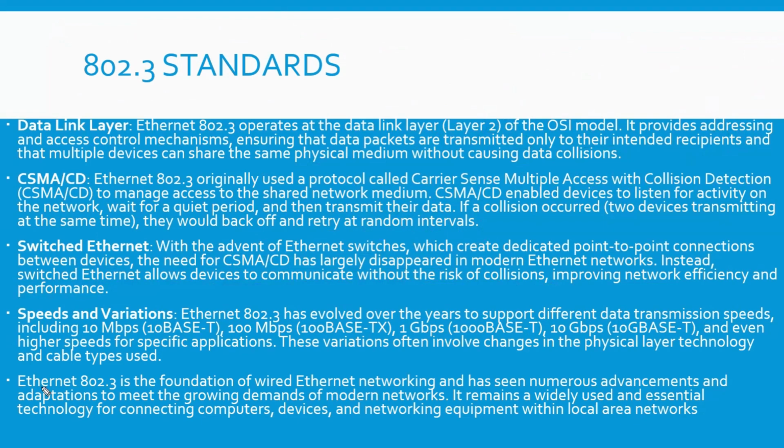Then we have Ethernet 802.3, the foundation of wired networking, which has seen numerous advancements and adaptations to meet the growing demands of modern networks. It is a widely used and essential technology connecting computer devices and networking equipment within a local area network. You will see in further classes how this has advanced our networking. If there was no 802.3, what would happen?